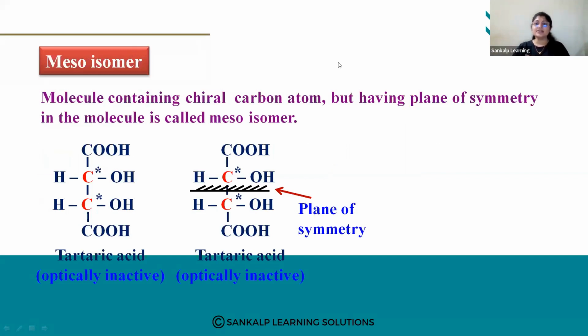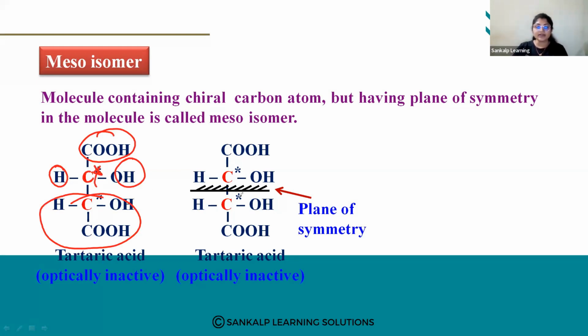Next is meso isomer. What do you mean by meso isomer? You can see this compound. So you can see the carbon. What is the activity here? This carbon is a chiral carbon. Why is it said to be chiral? As I discussed, chiral means these are attached to four different groups. So thus this is a chiral carbon.